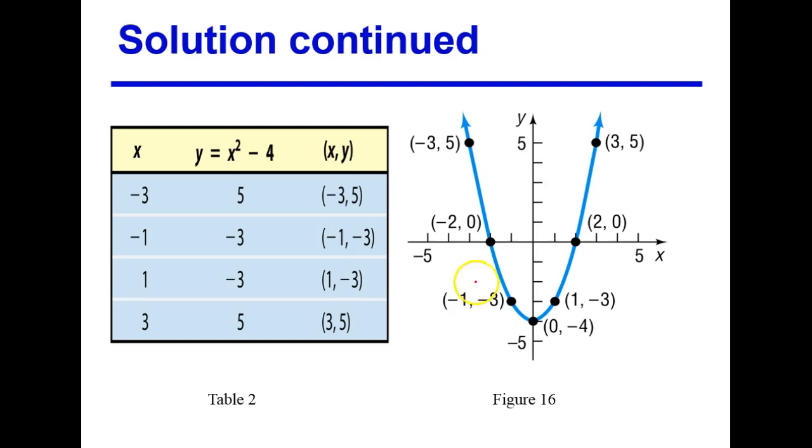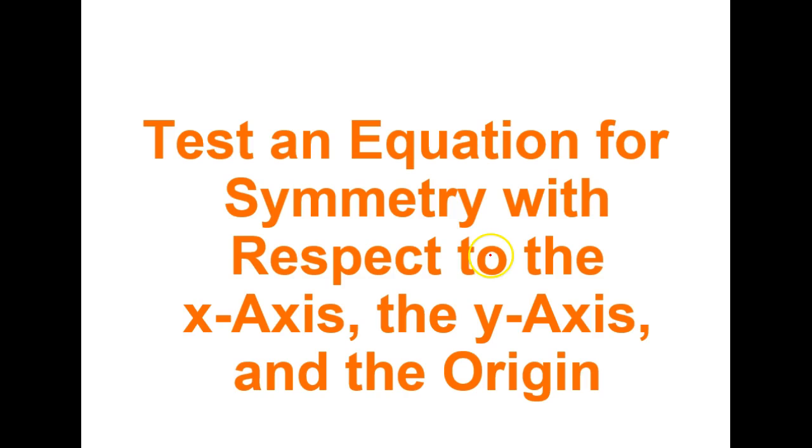Okay, so let's look at the graph. I pick some points, and I know my y-intercept, and I know my two x-intercepts. So now I can just pick a couple points in between, and a point on each side of my y-axis. Then I can plot those and graph it.